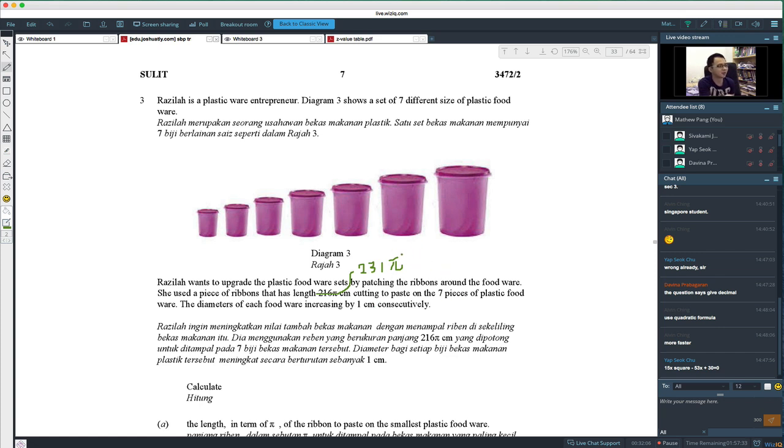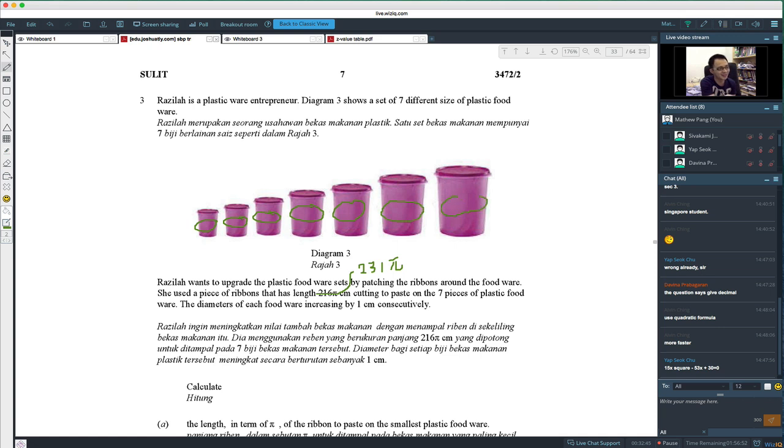Rajila is a plastic ware entrepreneur. Diagram 3 shows 7 different sizes of plastic footwear. Now Rajila wants to upgrade the plastic footwear set by patching a ribbon around the footwear. So basically they want to put the ribbon here. I just assume they want to put the ribbon here. So you have so many ribbons here, basically 7 ribbons. Just assume they are tied around the footwear nicely.